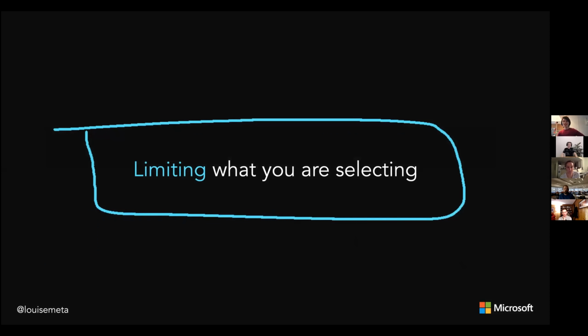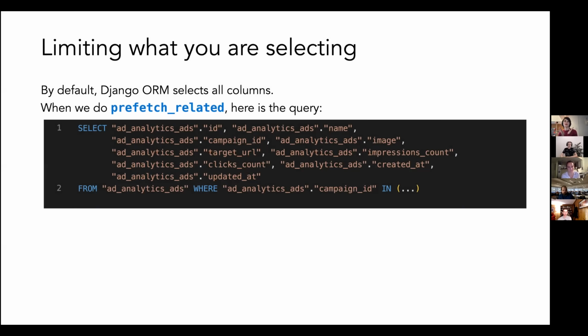So the second part that I will talk about is limiting what you're selecting. And by limiting, I'm not even really talking about limit 10, meaning just using the first 10 objects. I'm talking about selecting only the columns that you need.